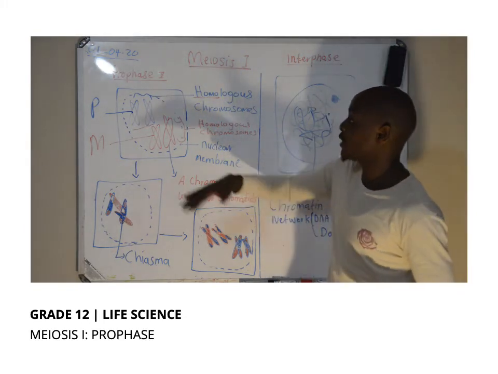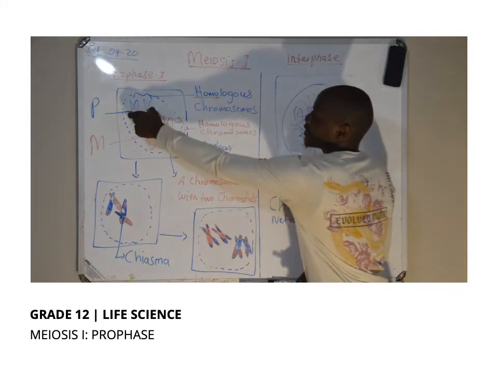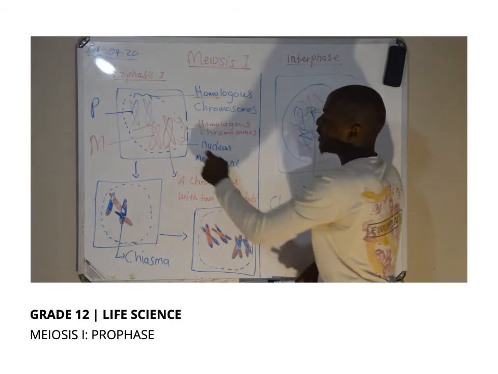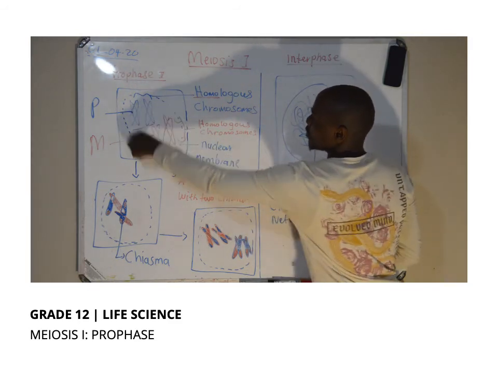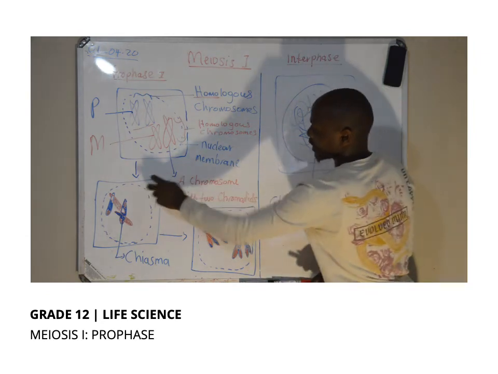So what I want to explain to you is that, as you can see, this is from the mother and this is from the father, and then you have a nuclear membrane. That's the nuclear membrane. Now let's move on to the second diagram.